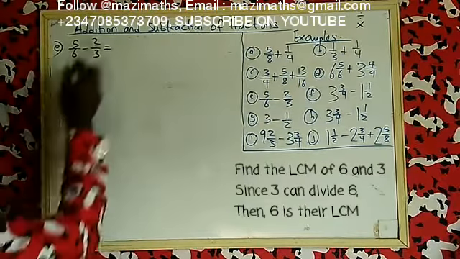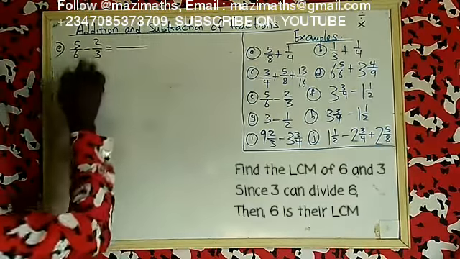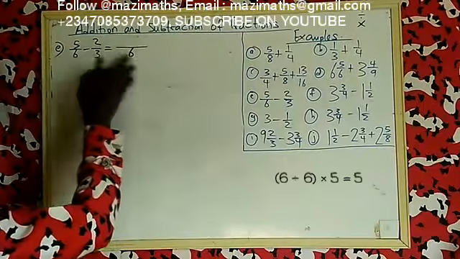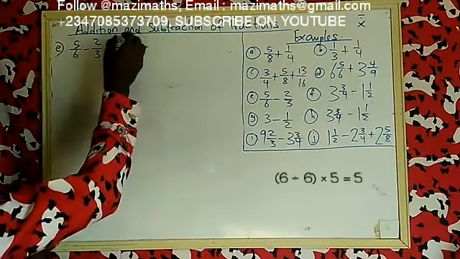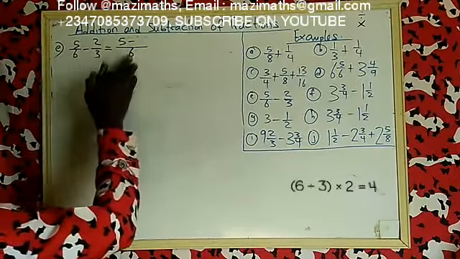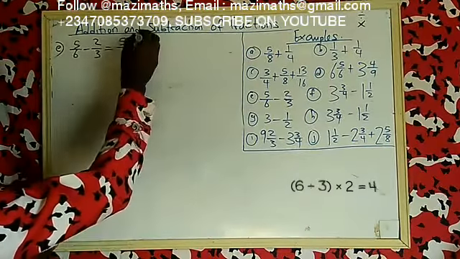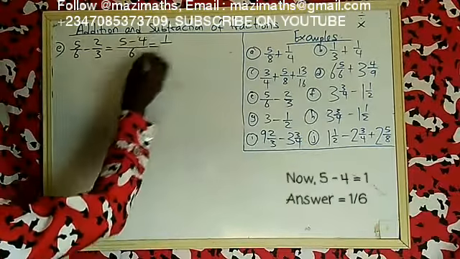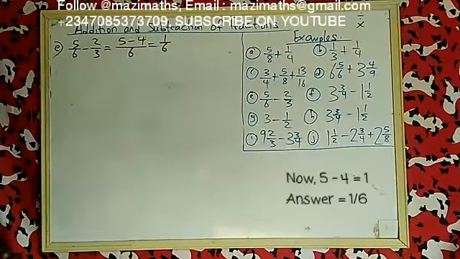You must take notes. Now, you look for the LCM of 6 and 3. The LCM of 6 and 3 is 6. How many 6 are inside 6? Now 1. 1 times 5, 5. Then this minus, you put it here. Now, how many 3 are inside 6? Now 2. 2 times 2, 4. So your final answer will be what? 5 minus 4, that is 1, then over 6. That is all with that one.